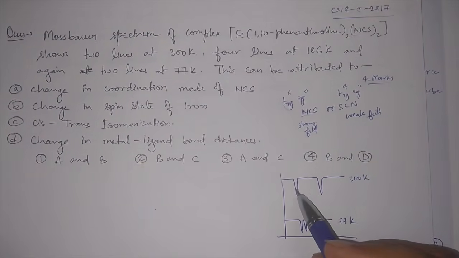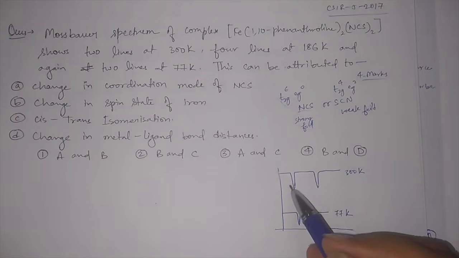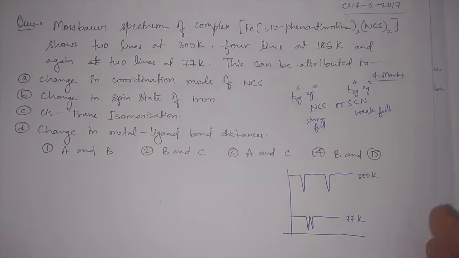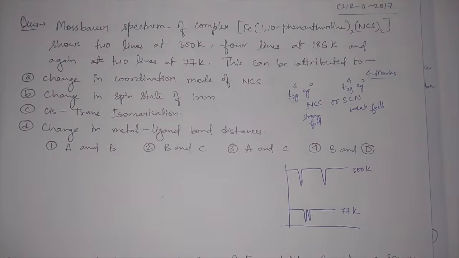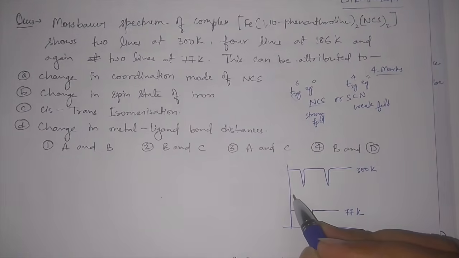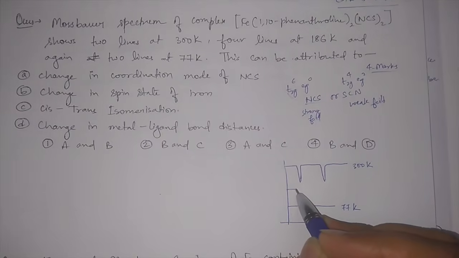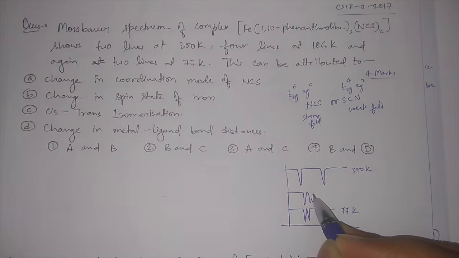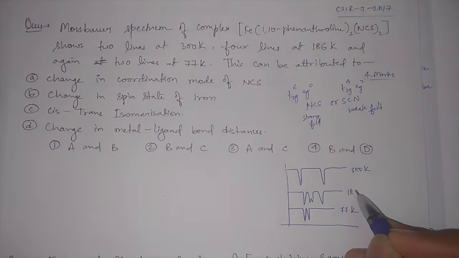And at 300 Kelvin also you are getting 2 peaks, but they are separated at more distance. So these 2 things are sorted, like what is going to happen at lower and higher temperatures. Now why are we getting 4 lines? How will you get 4 lines? They will be something like this. In between you will be getting 4 lines at 186 Kelvin.